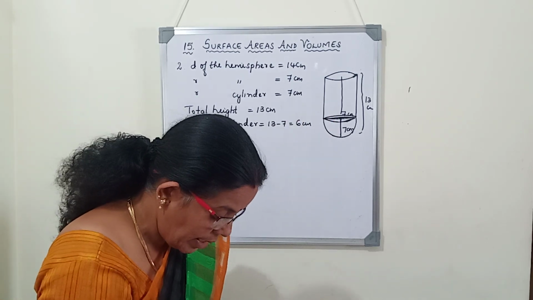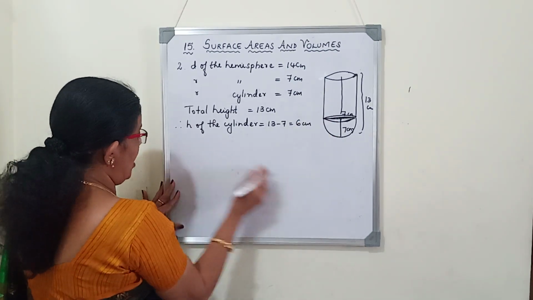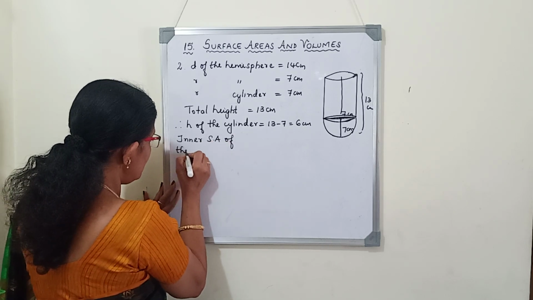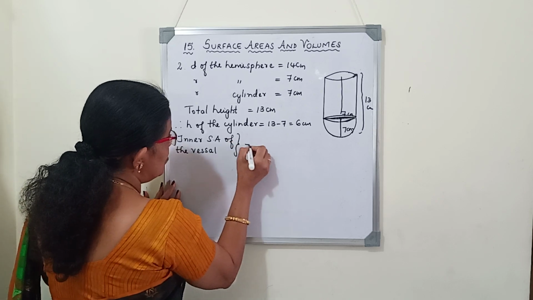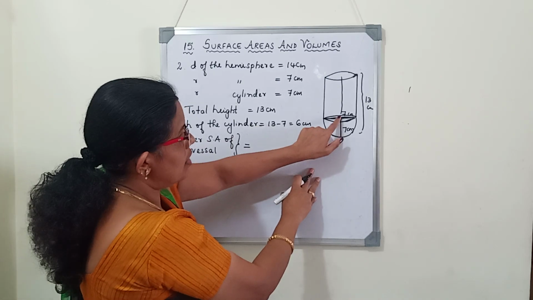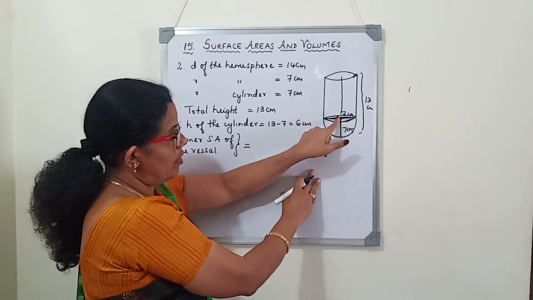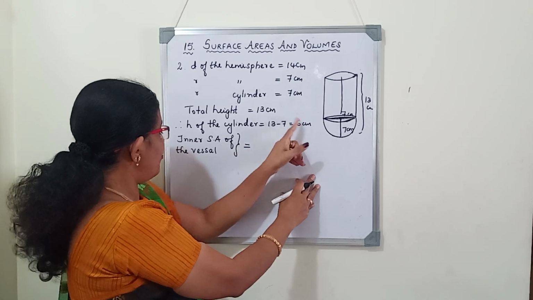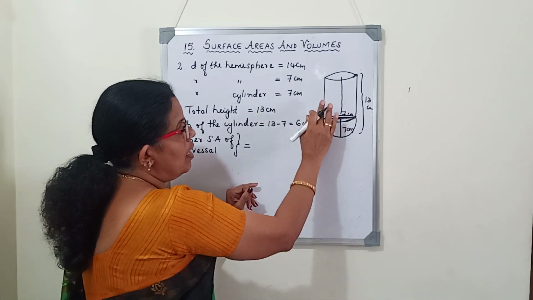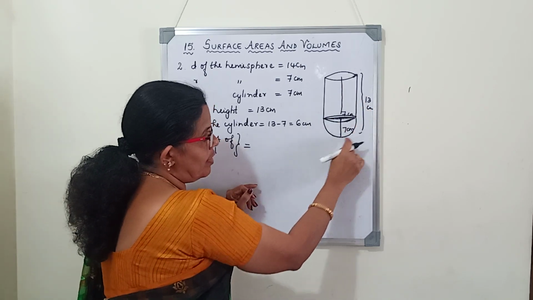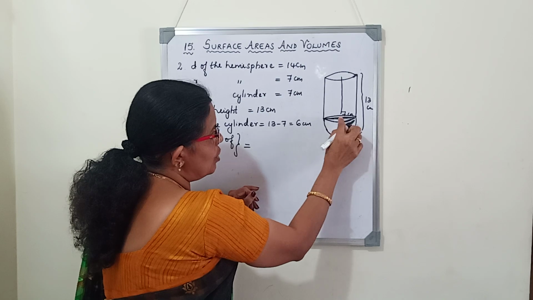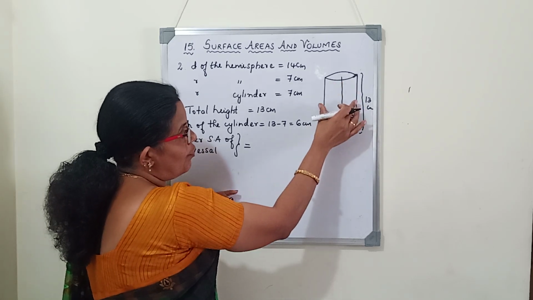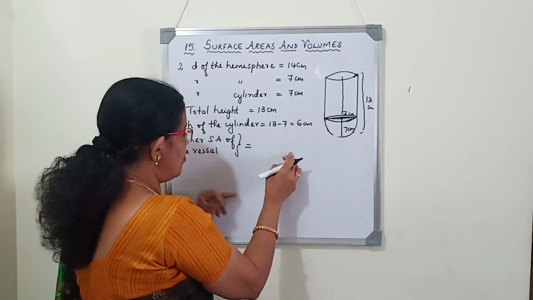Now we want to find the inner surface area of the vessel. So inner surface area of the vessel equals... Here, when we find the inner surface area, this part is joined together, so that area we don't want to find out. And it is a hollow cylinder, so this part is open. That area also we don't want to consider. So the inner surface area of this vessel means the curved surface area of the cylinder plus the curved surface area of the hemisphere. As these two ends are joined together, that part we won't consider. That is one single vessel. So the curved surface area of the cylindrical part and of the hemispherical part we will consider.